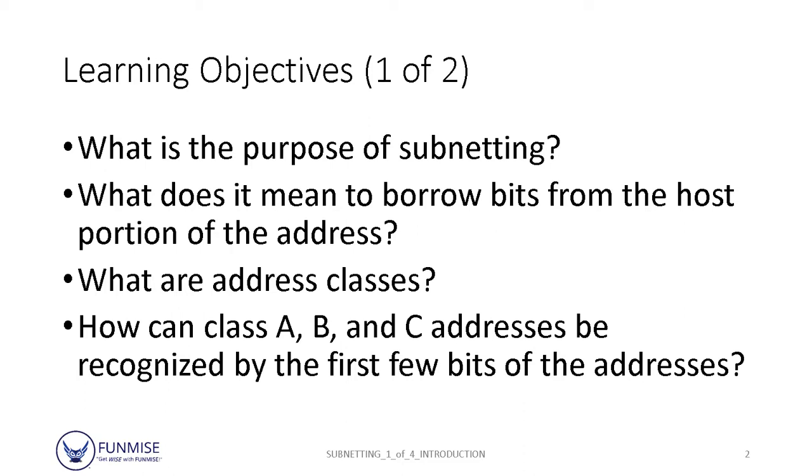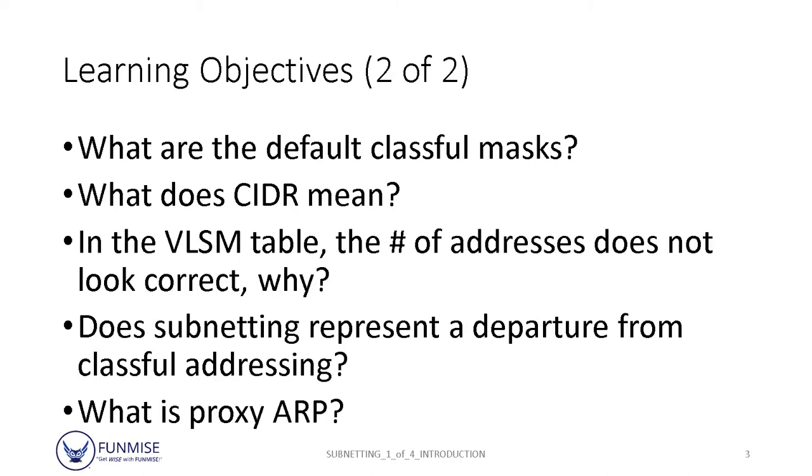If you go through this training, you should be able to understand what is the purpose of subnetting, what does it mean to borrow bits from the host portion of the address, what are address classes, how can class A, B, and C addresses be recognized by the first few bits of the addresses, what are the default classful masks? What does CIDR mean?